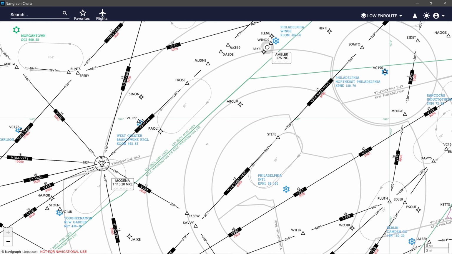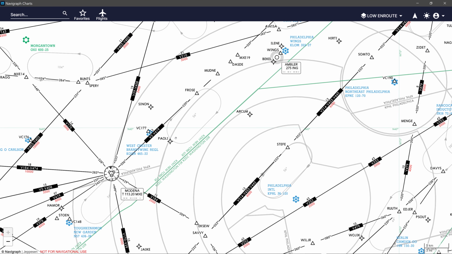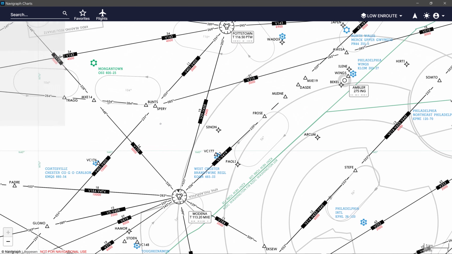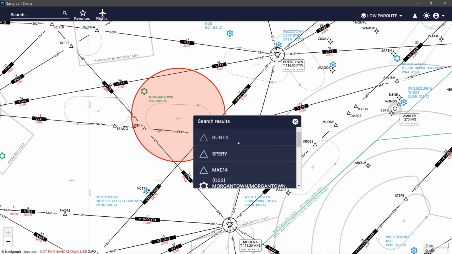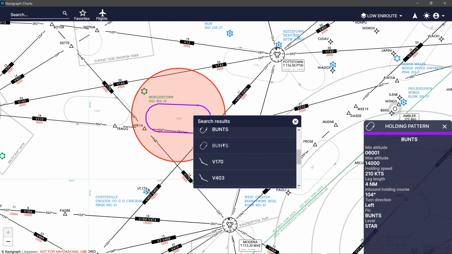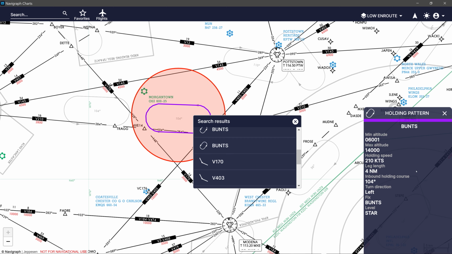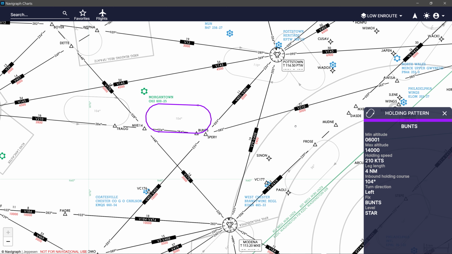I guess probably the only thing I missed are these holding patterns right here. But we'll probably get into those when we do the departure and arrival plates. Like anything else, you can right click anything here and we can click this holding pattern, Bunce, and get some information about it.